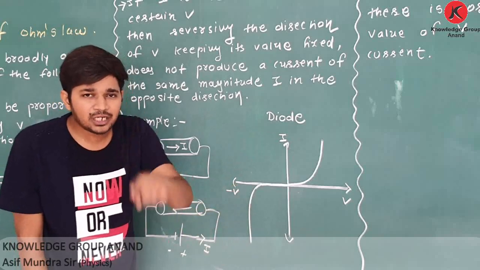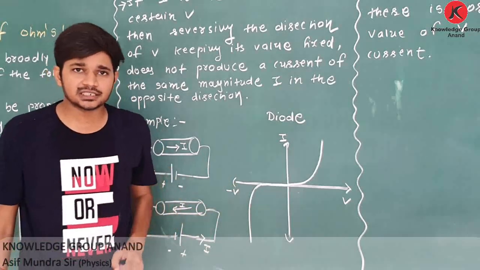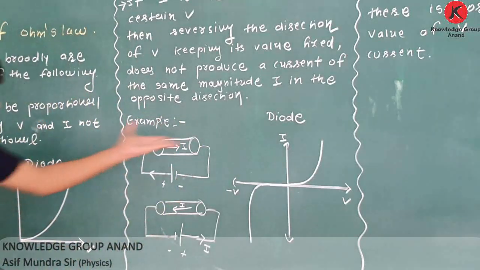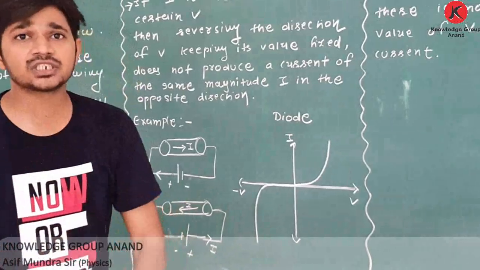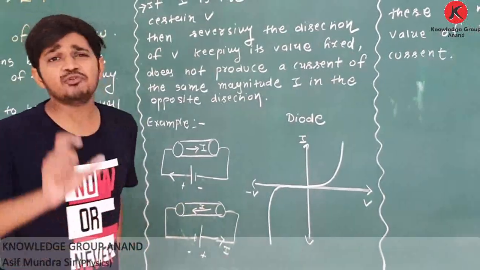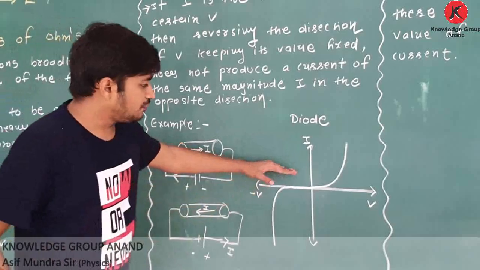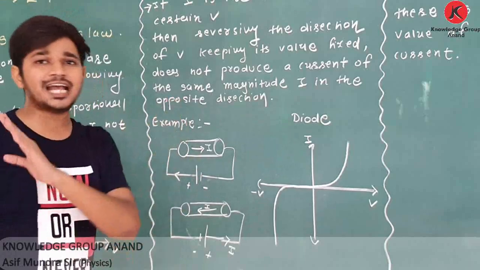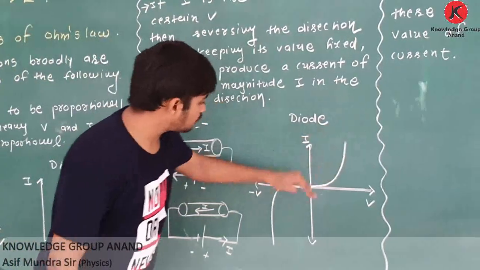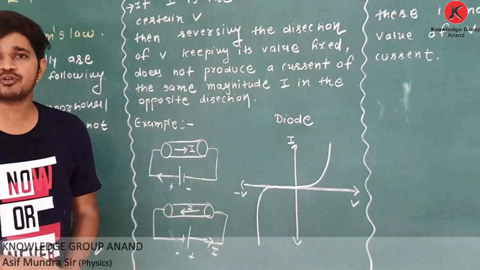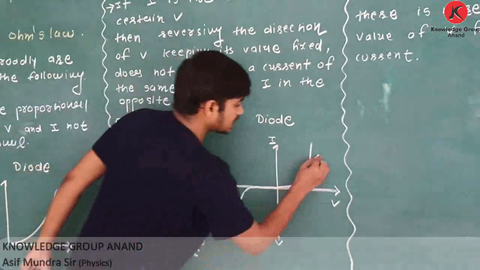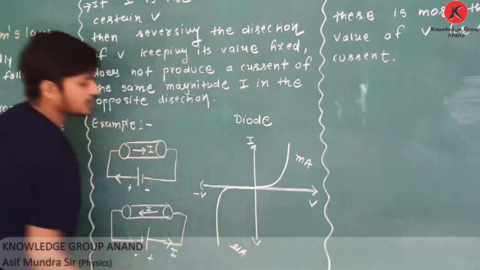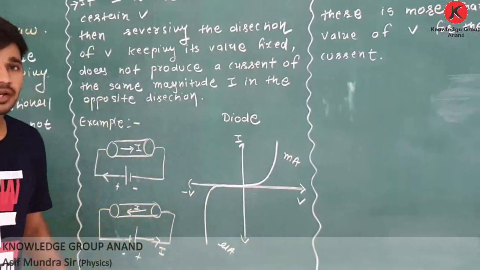We will discuss this in chapter number 14 in semiconductors: what a diode is and how to form these graphs of the diode. Right now you have to remember that in this case, if we change the polarity of the battery, if we reverse the direction of voltage, then the same amount of current is not produced. In one case a current of milliampere is formed, in the other a current of microampere is formed. That we will study in chapter number 14.